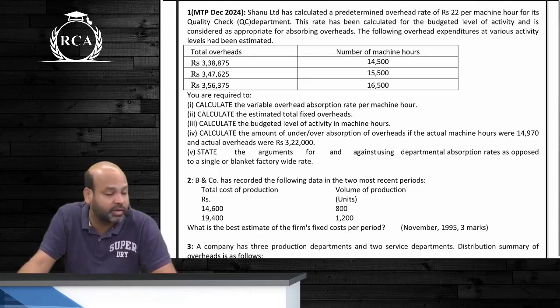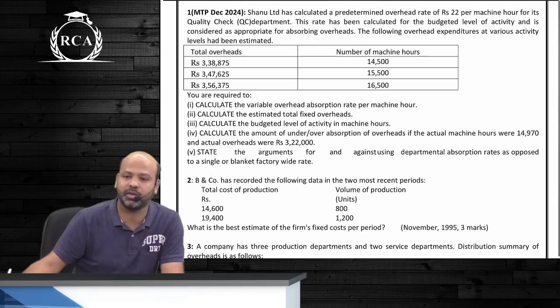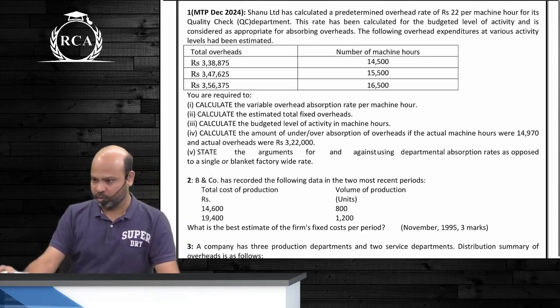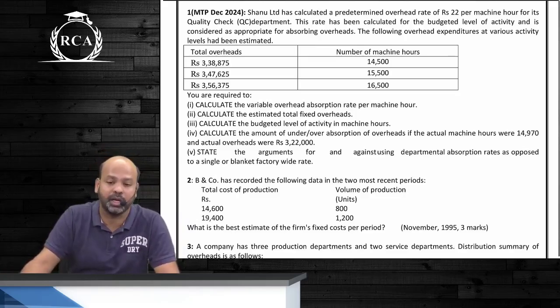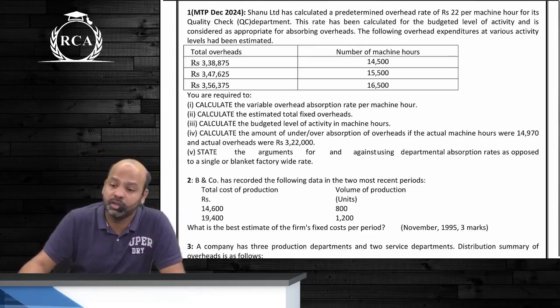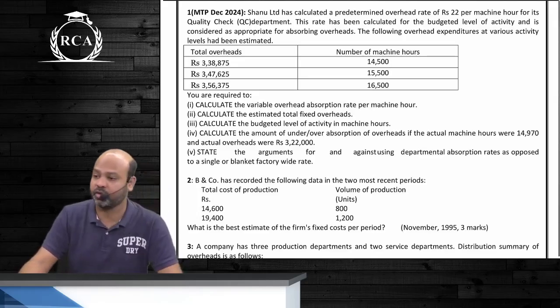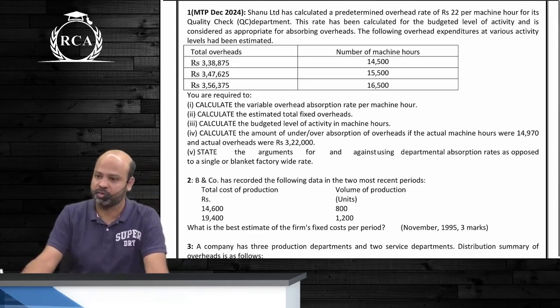into 14,500 from 3,38,875. You will remove it, guys, from 3,38,875. How much is the answer? 2,12,000. This will become the amount of fixed overheads. That's the answer to the first two bits.